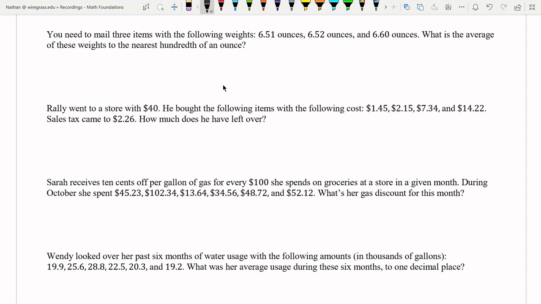Okay, you need to mail 3 items with the following weights: 6.51, 6.52, and 6.60 ounces. What is the average of these weights to the nearest hundredth of an ounce? Average is a special formula, and to do that, we're going to add up the quantities we're trying to average and divide by how many we added up.